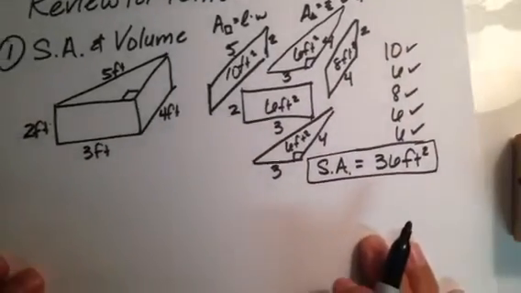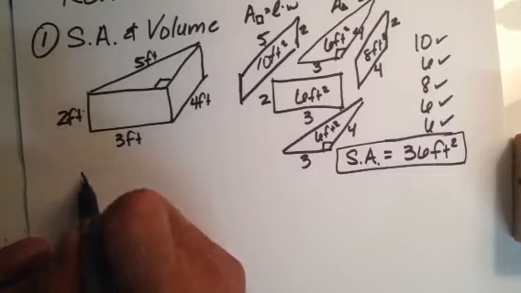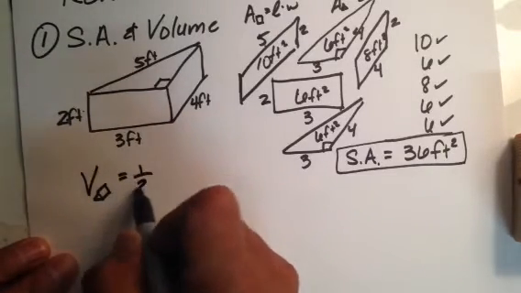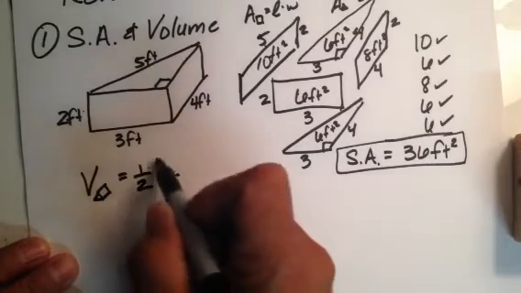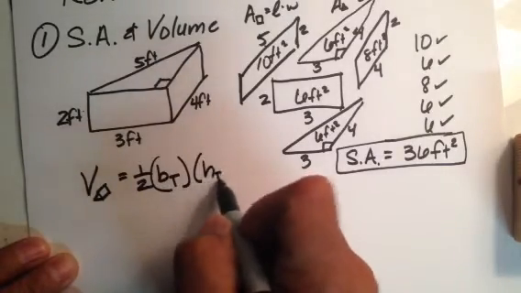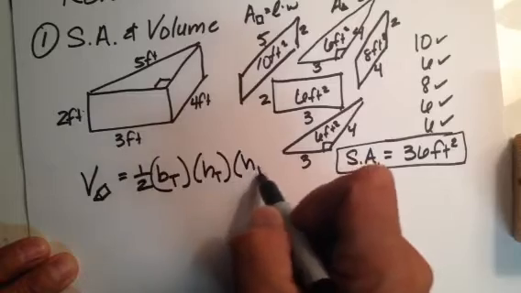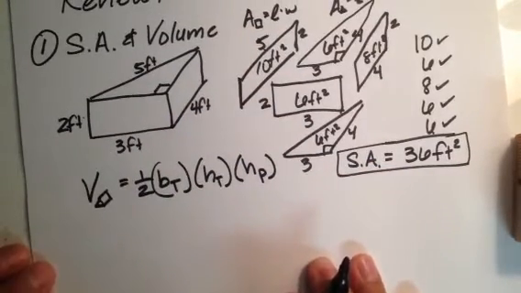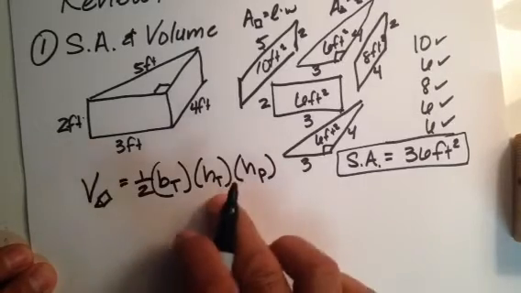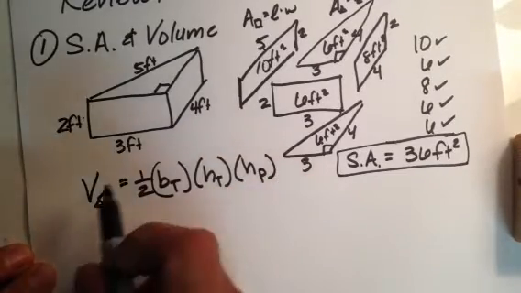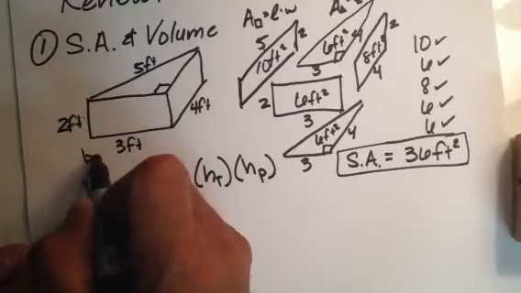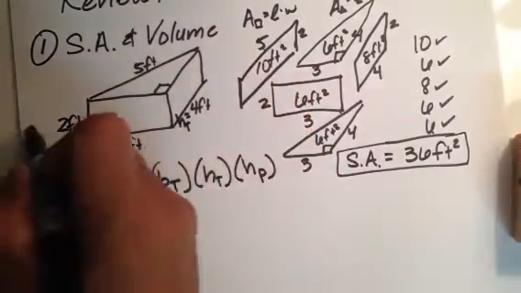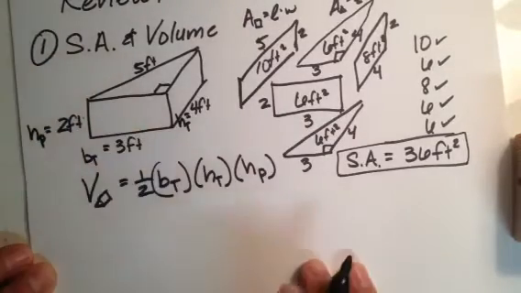Now for the volume, remember the formula that I gave you for a triangular prism is equal to 1/2 the base of the triangle times the height of the triangle times the height of the prism. So we go back up here and label base of the triangle, height of the triangle, and height of the prism. The base of the triangle is 3. The height of the triangle is 4. The height of the prism is 2.